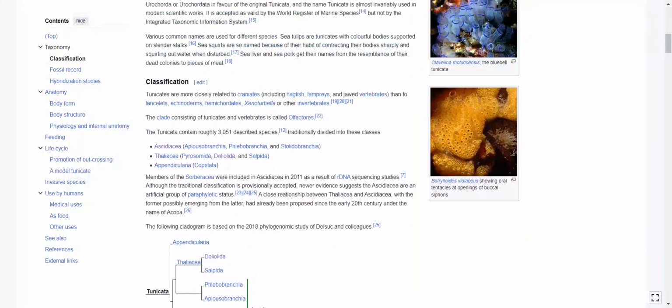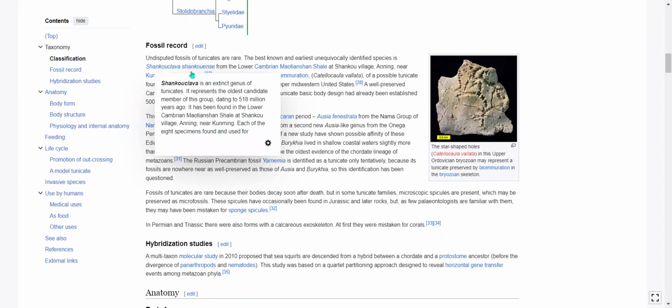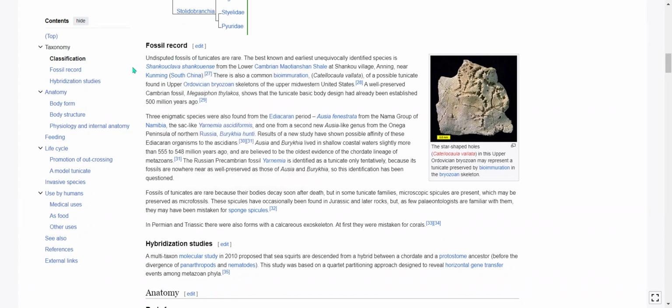Okay, cool. So we're going to skip over the classification real quick, to the fossil record. Undisputed fossils of tunicates are rare. The best known and earliest unequivocally identified species is Shankouclava shankouense, from the Lower Cambrian Maotianshan Shale at Shankou Village, Anning, near Kunming, South China. Okay. I'm sure to somebody that means a lot.